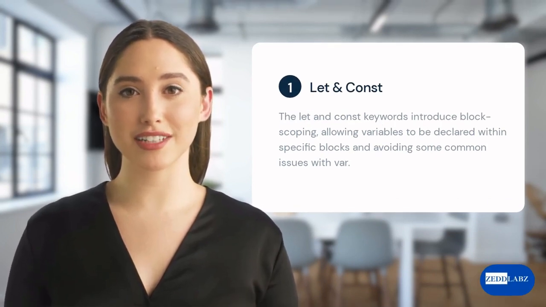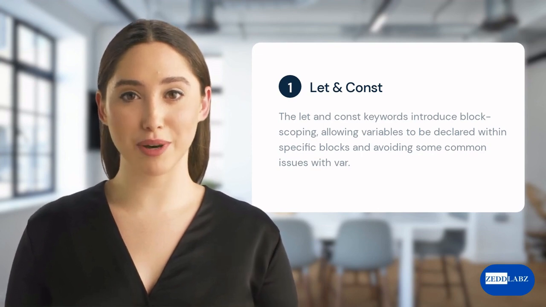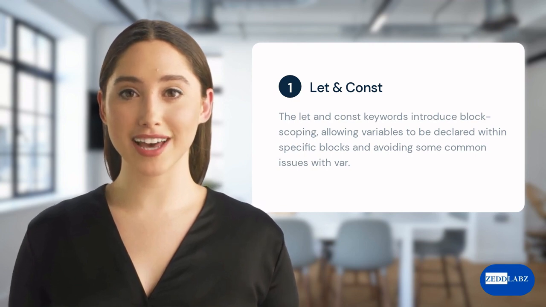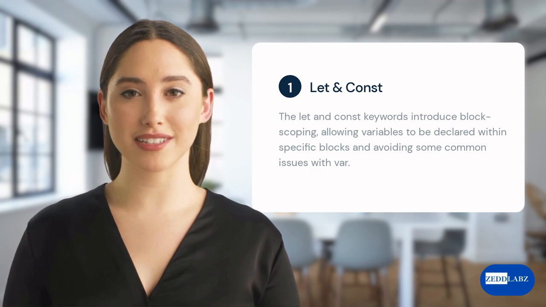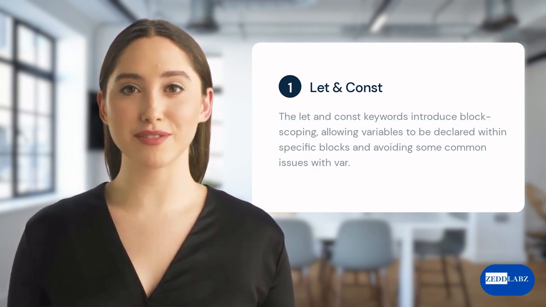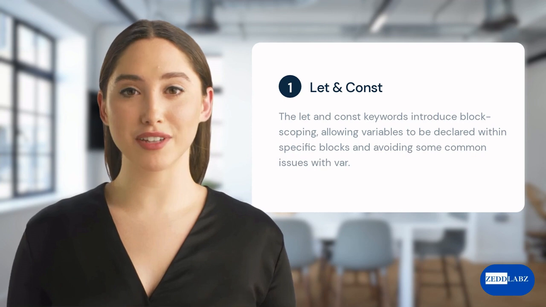The let and const keywords introduce block scoping, allowing variables to be declared within specific blocks and avoiding some common issues with var. Any variable that is declared with the let keyword has the block scope applied to it. Block scope is nothing more than the place in a script where the let variable is declared, regardless of whether it is in a function, block, or a global scope. We can redeclare and change the value of a variable declared with let.